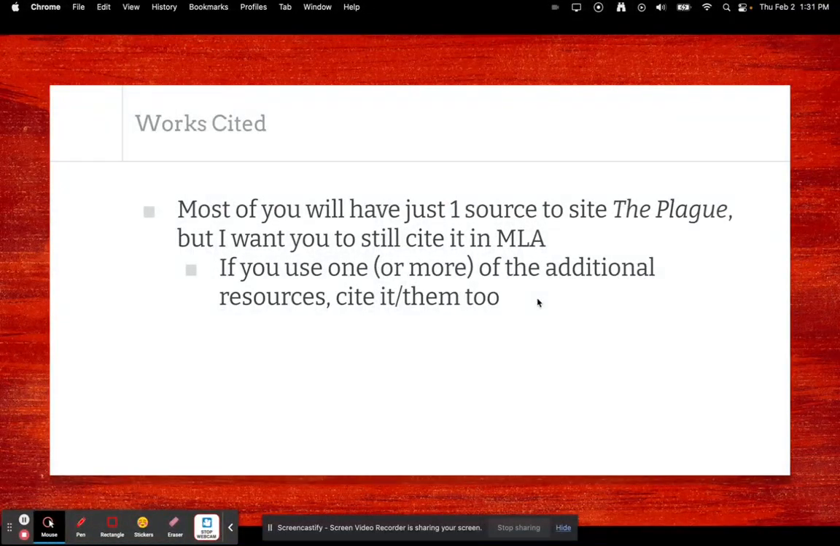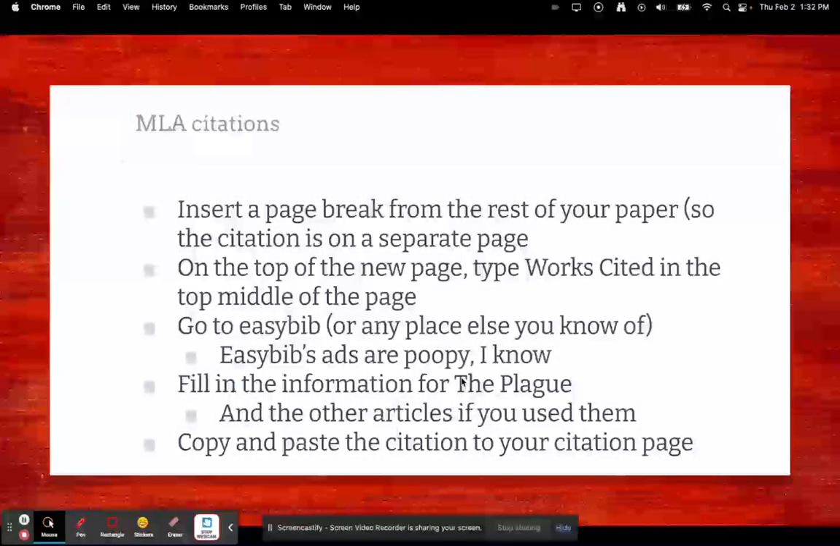Now, for the works cited, most of you are just going to have that one source to cite, which is the plague. But I still want you to create an MLA citation for it. If you do use one or more of the additional resources, you have to cite them too. So do an MLA citation.